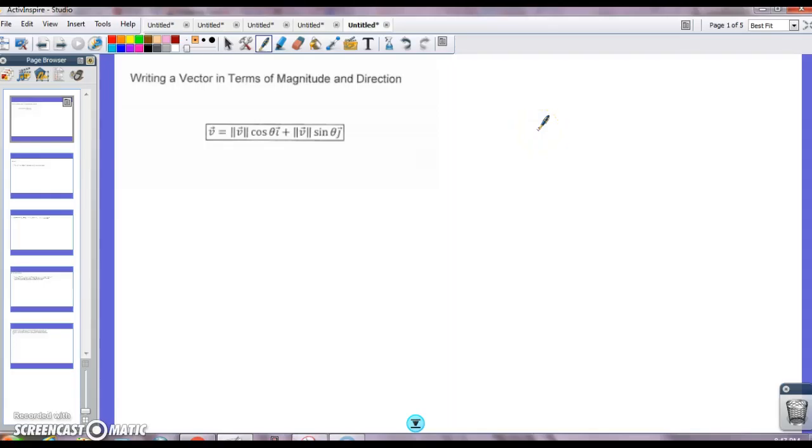Hey everyone, we're going to continue our discussion of vectors. Today we're going to talk about how we can use vectors to solve different types of application problems. A couple of things though we need to go through first. First of all, let's talk about writing a vector in terms of its magnitude and direction.